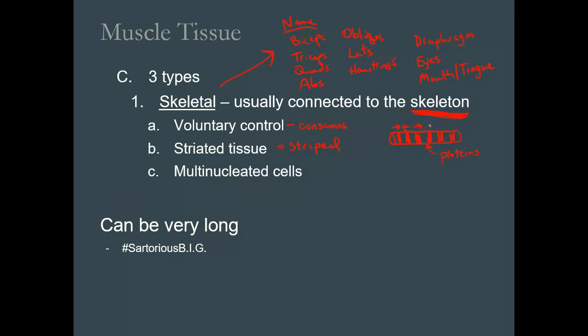And so each one of these bands is going to contract and give this a very strong force pulling inward. And so these stripes make this tissue strong. So striated, striped, and strong all go together. And they're also multinucleated. So once again, I'm going to draw one of these muscle fibers.